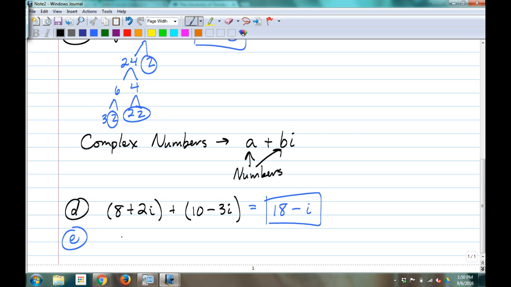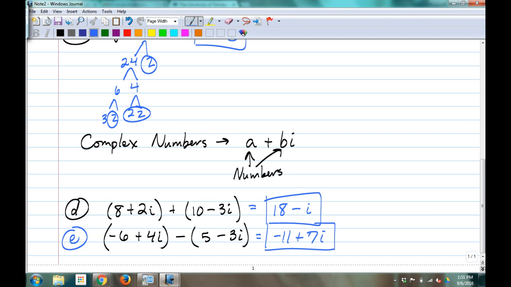Example E, say we had negative 6 plus 4i minus another complex number. Let's do 5 minus 3i. So again, it's like terms. Negative 6 minus 5, negative 11, or negative 11, and then the i part. 4 minus negative 3 plus 7i. Not very difficult at all.